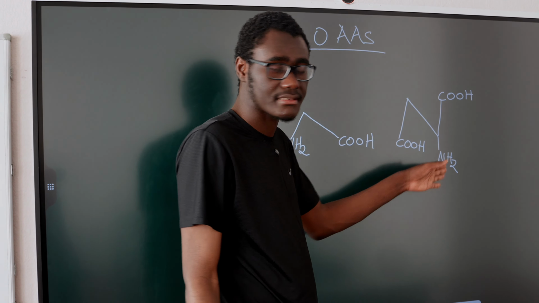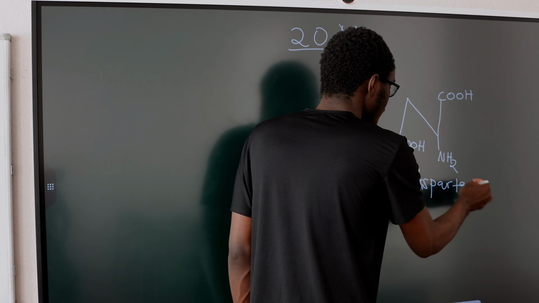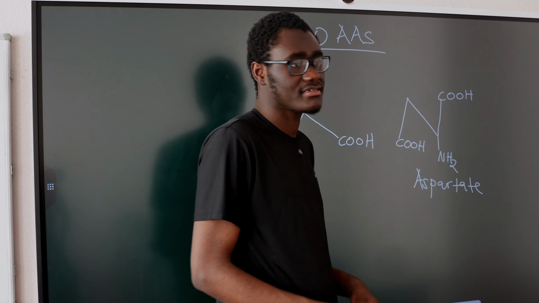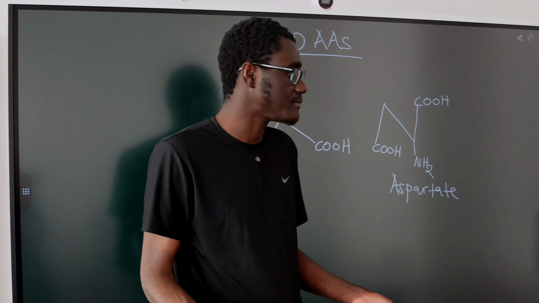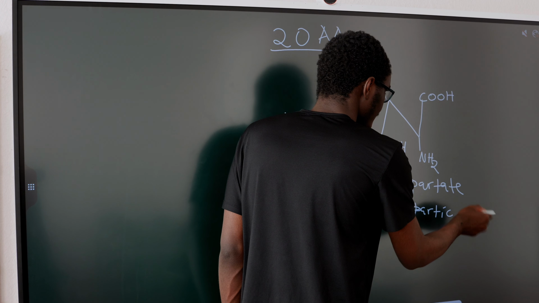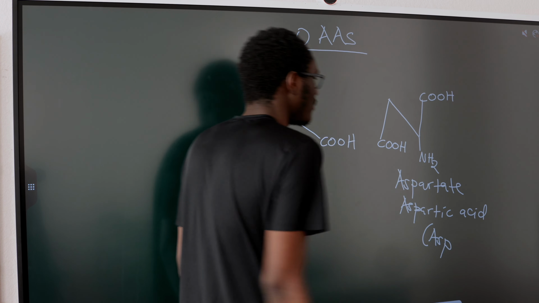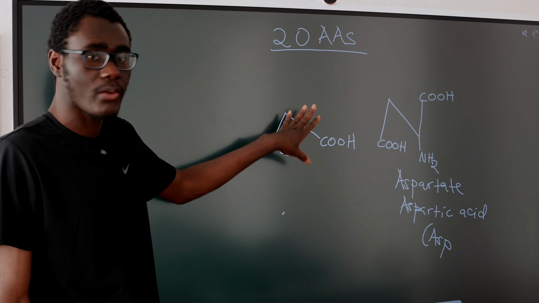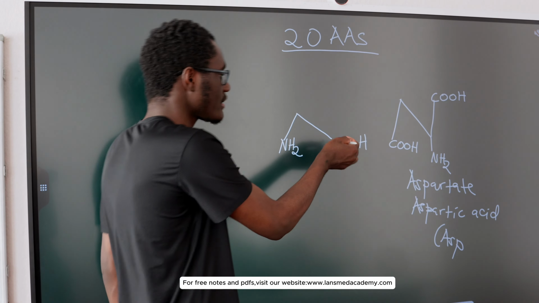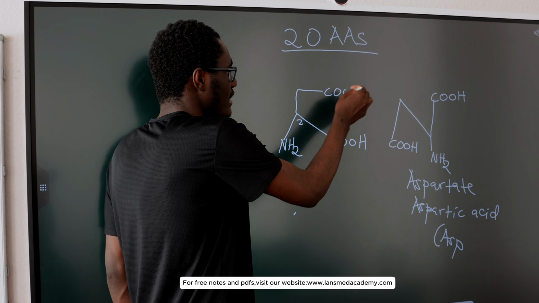This is aspartic acid or aspartate. So mostly when it is in the form of a salt or ionized, we say aspartate, otherwise aspartic acid. And the 3-letter abbreviation is ASP. If you want to draw it this way, just note that there are 4 carbons in aspartic acid. So this is the first carbon, second carbon, third and fourth, which is the extra carboxylic acid group.